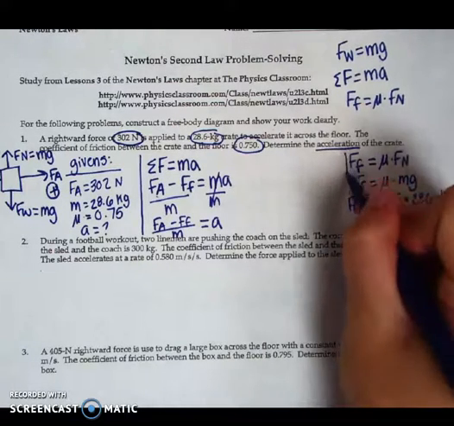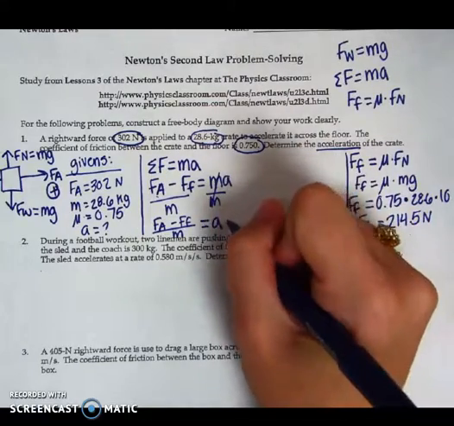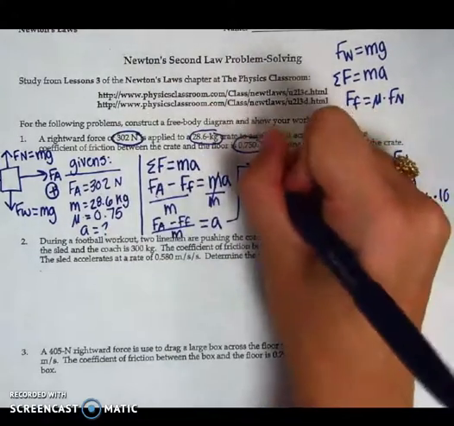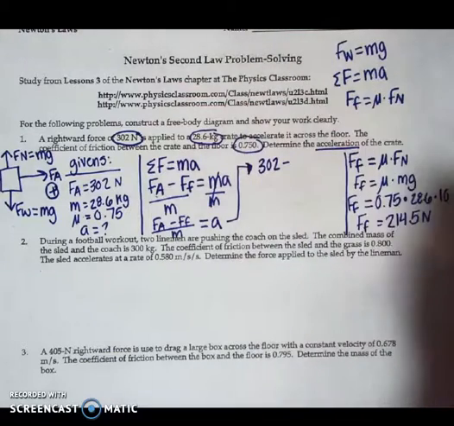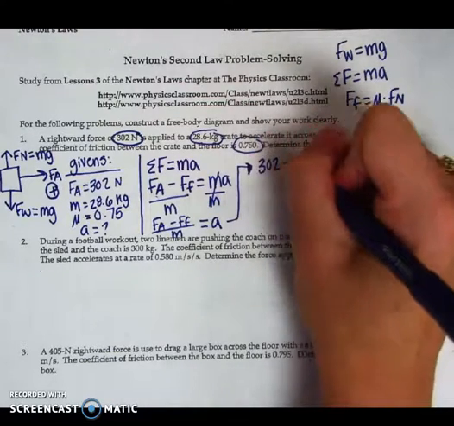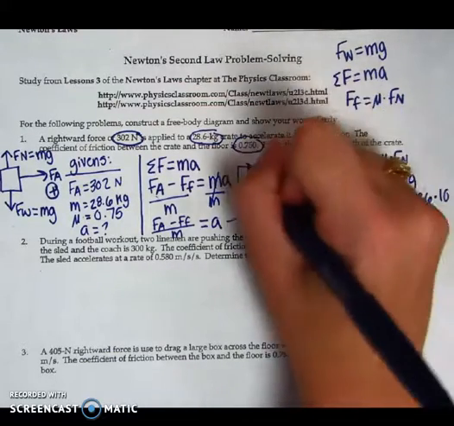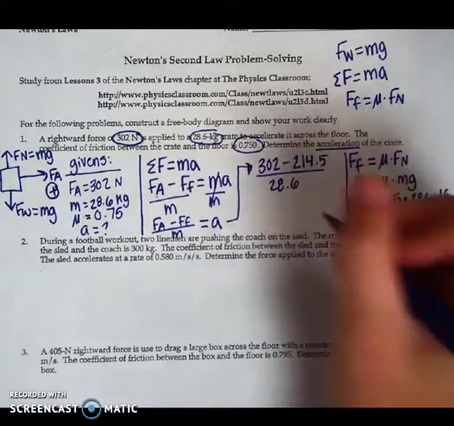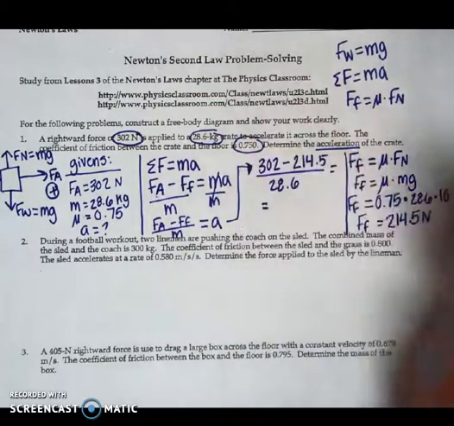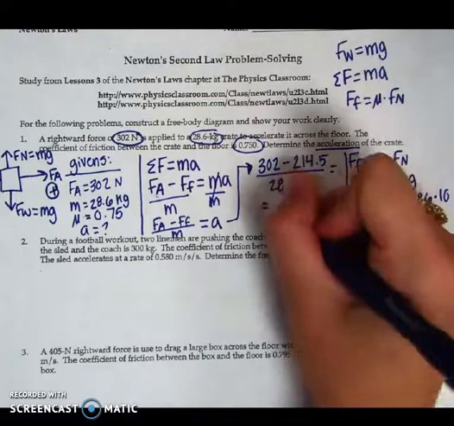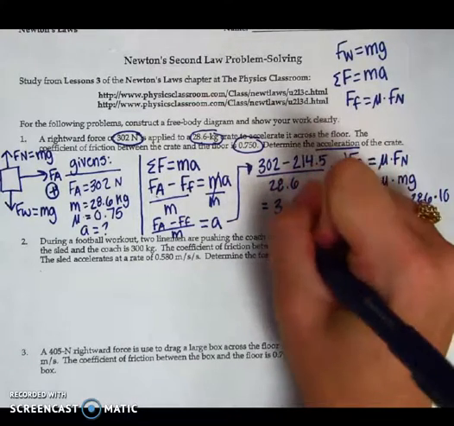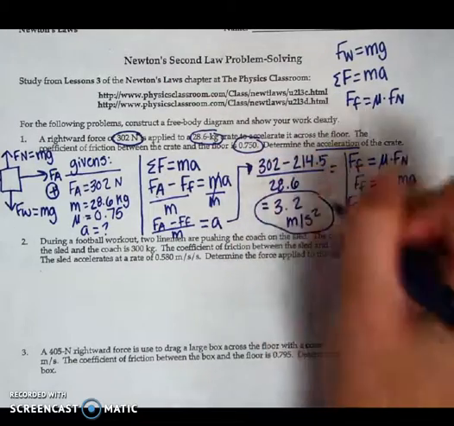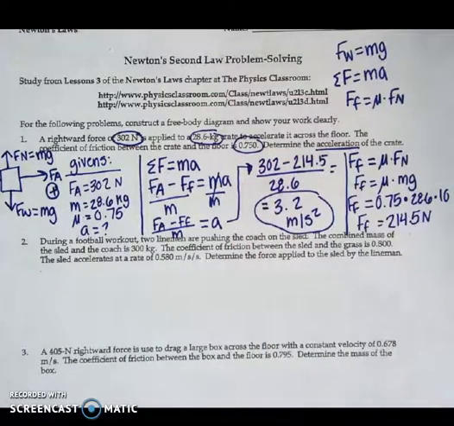Right? And so now that we know that, we can go back and we can just plug in our values. We say our applied force from our list of givens is 302. Our frictional force that we solved for is 214.5, divided by our mass of 28.6. So all we got to do is put all of that in our calculator, and we should get something around 3.2 meters per second squared. And so that's going to be how we get our acceleration.